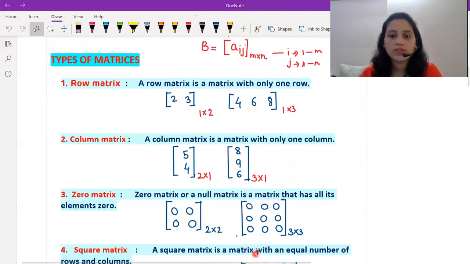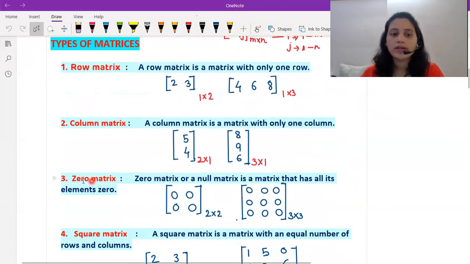Now zero matrix. The name itself suggests the meaning of that matrix. A zero matrix, or you can say a null matrix, is a matrix that has all its elements 0. So this is my zero matrix. This is also my zero matrix. This is of order 2 by 2, 2 rows, 2 columns. And this is 3 rows, 3 columns, 3 by 3.